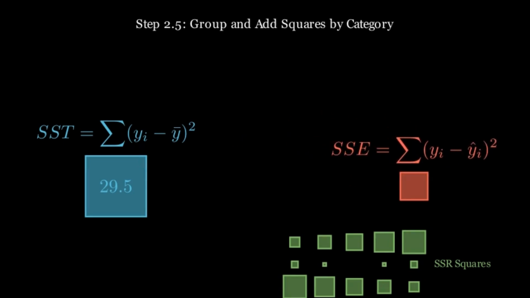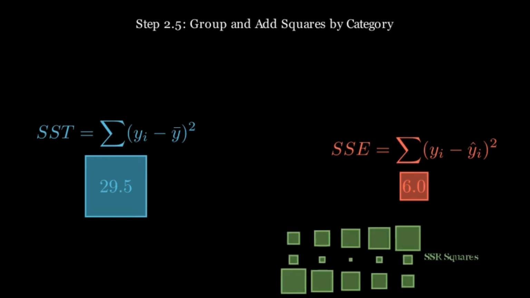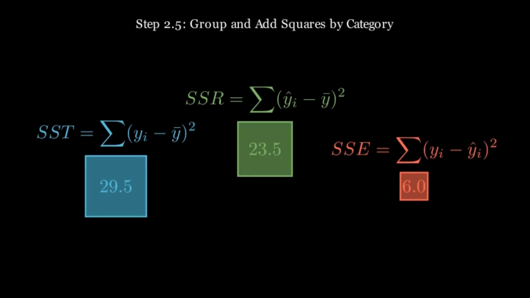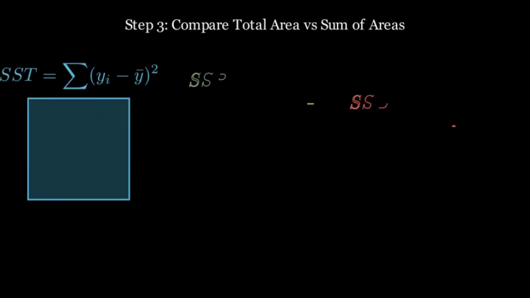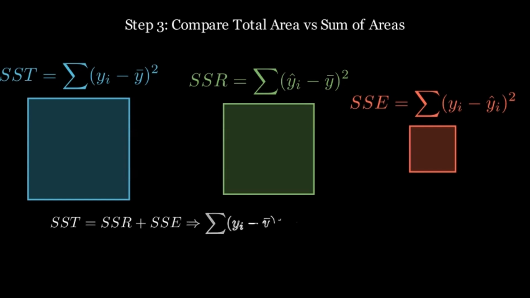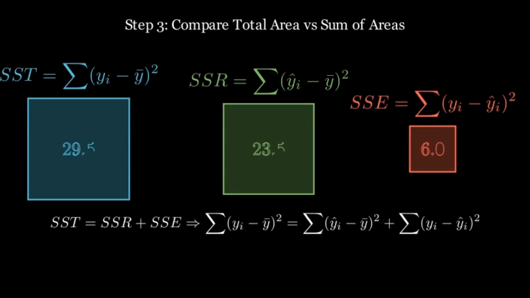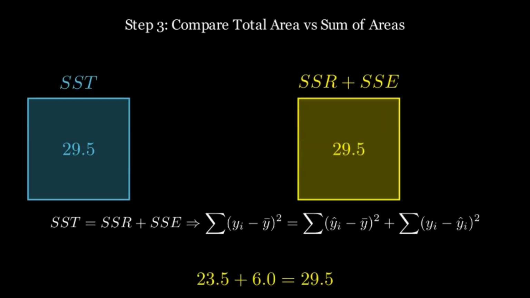If we sum up all the squared residual distances, we get the total error sum of squares, or SSE. This is the total unexplained variation, or error. And finally, if we sum up all the squared regression distances, we get the total regression sum of squares, or SSR. This is the total variation explained by our regression model. And here's the magic. The total sum of squares is equal to the regression sum of squares plus the error sum of squares. SST equals SSR plus SSE. This isn't just a neat trick, it's the fundamental principle of ANOVA for regression.